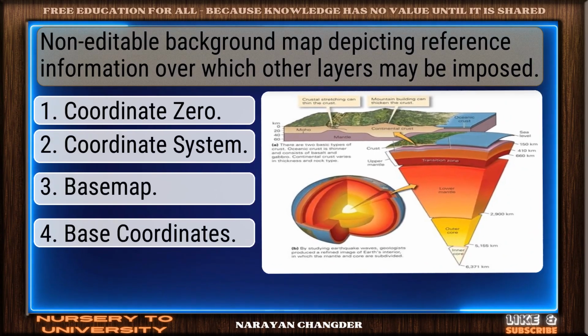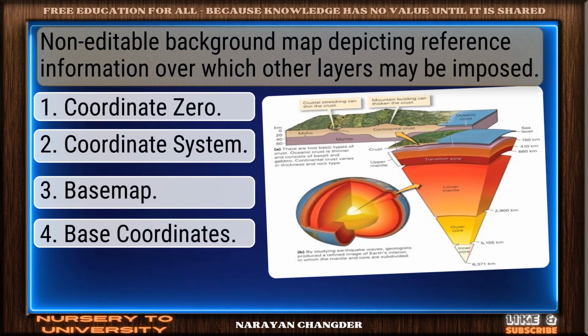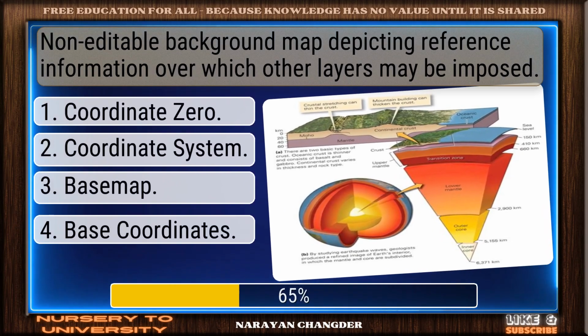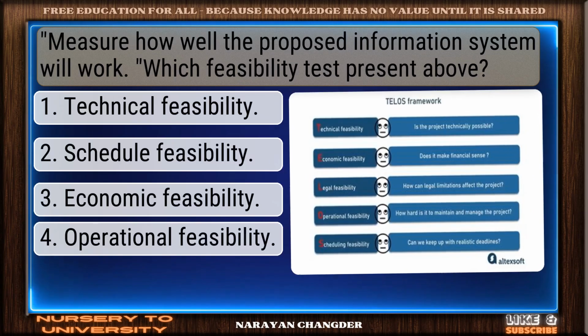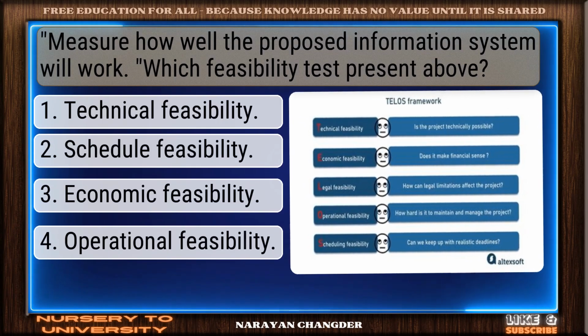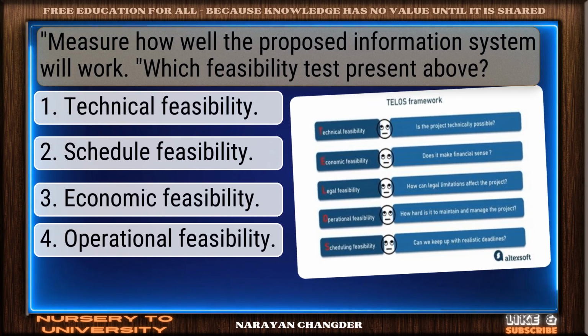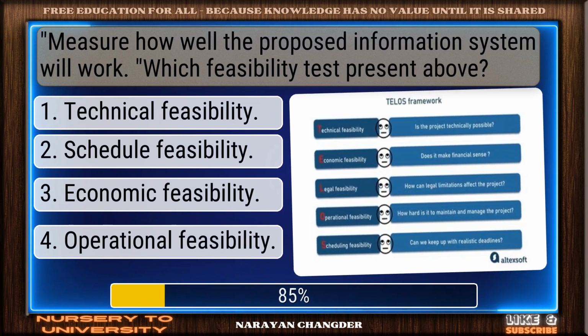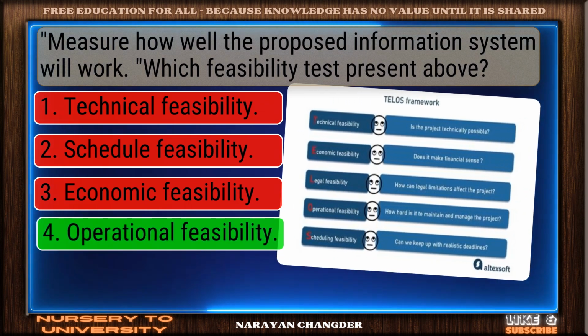Non-editable background map depicting reference information over which other layers may be imposed. Valid point. Base map is true. Measure how well the proposed information system will work. Which feasibility test is presented above? Good thinking. Operational feasibility is right.